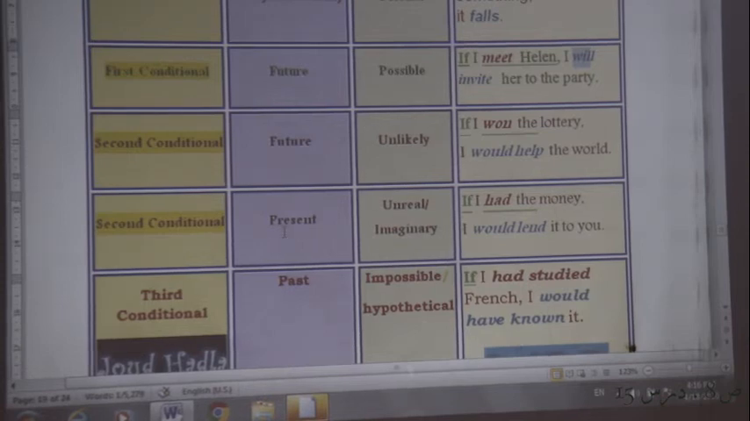So it refers to the present, unreal or imaginary situation. And here, if I had, again the past simple, if I had the money, I would lend, again past simple. And here we use, in the second part, namely the part that doesn't have if, we need to use would plus the base form.